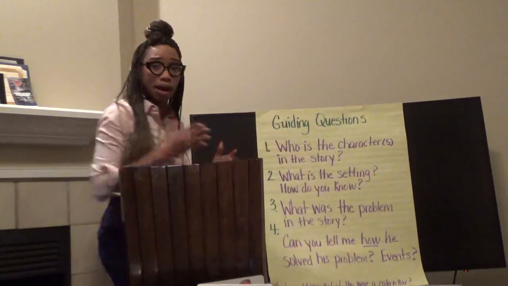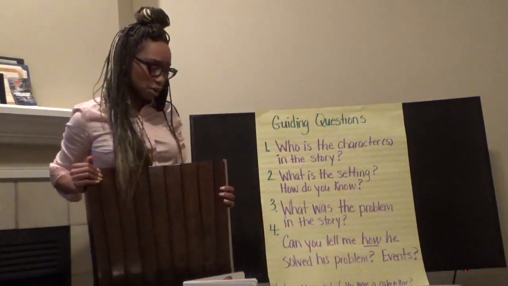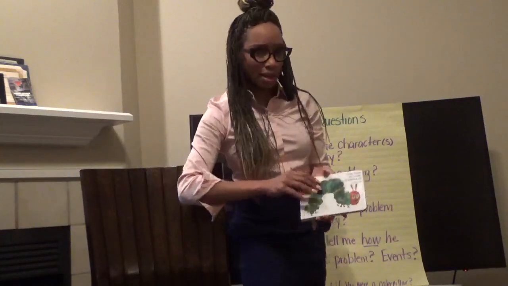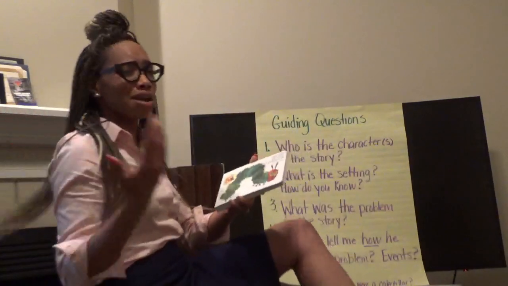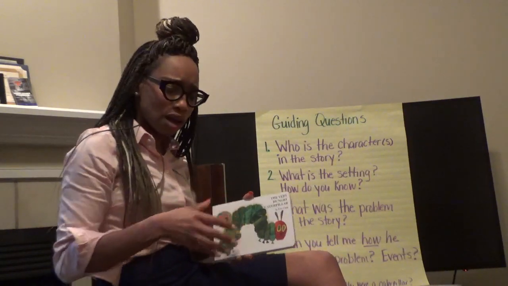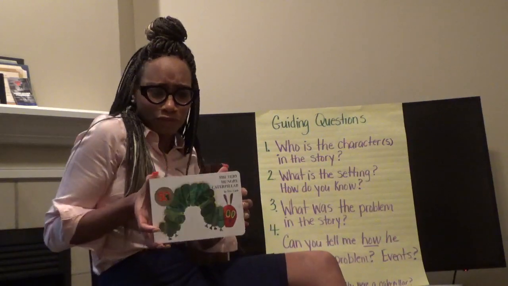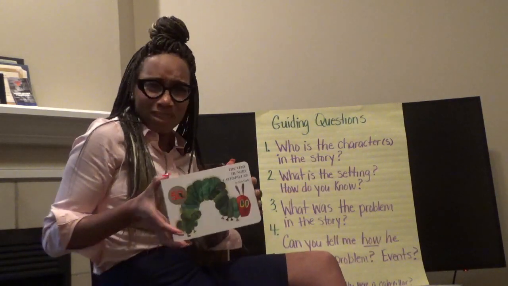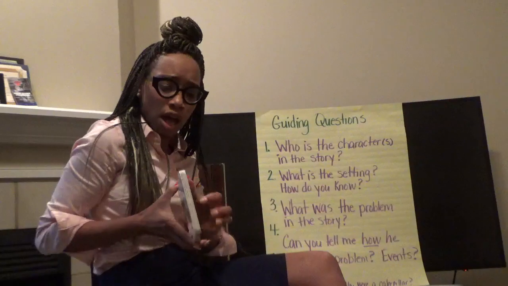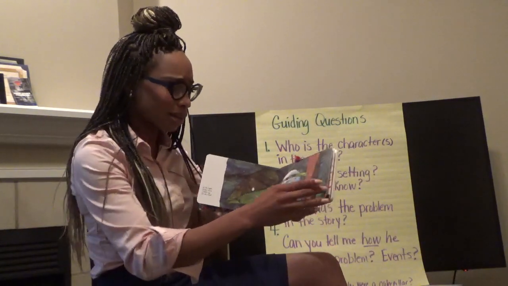Okay, so we're going to go back to our guiding questions. Who is the character in the story? I would say it was the caterpillar, right? Because the caterpillar is the main little creature that's on the front of the book, right? And as we turn the pages, that's pretty much all that we were reading about was the caterpillar.